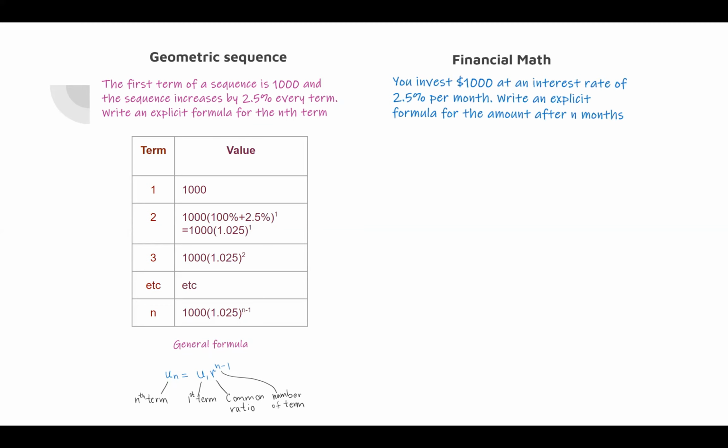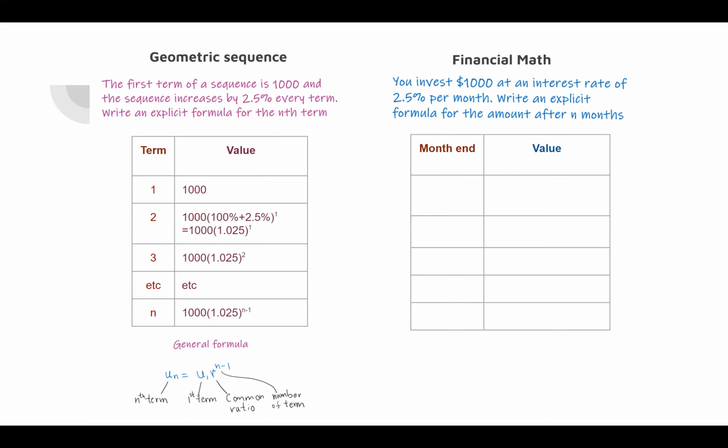Now let's relate this to financial math with a problem that looks quite similar. You invest $1,000 at an interest rate of 2.5% per month. Write an explicit formula for the amount after n months. Let's make a table. Remember how banks work. The interest is calculated at the end of the month for the given month. And therefore, instead of term, we would write month end.